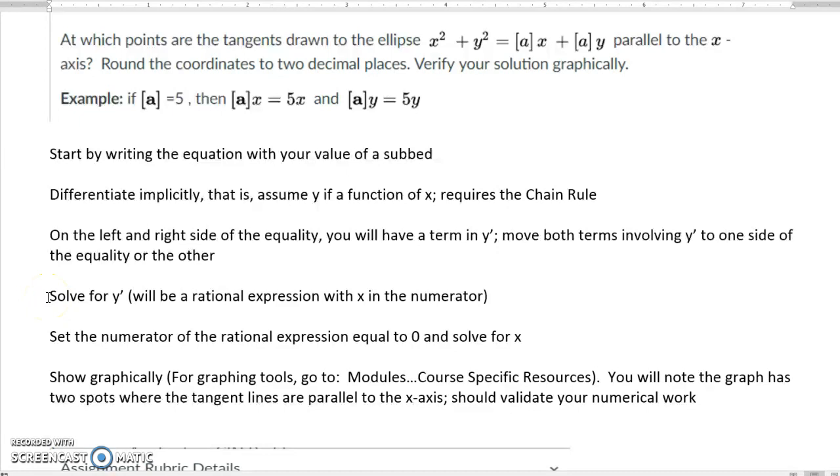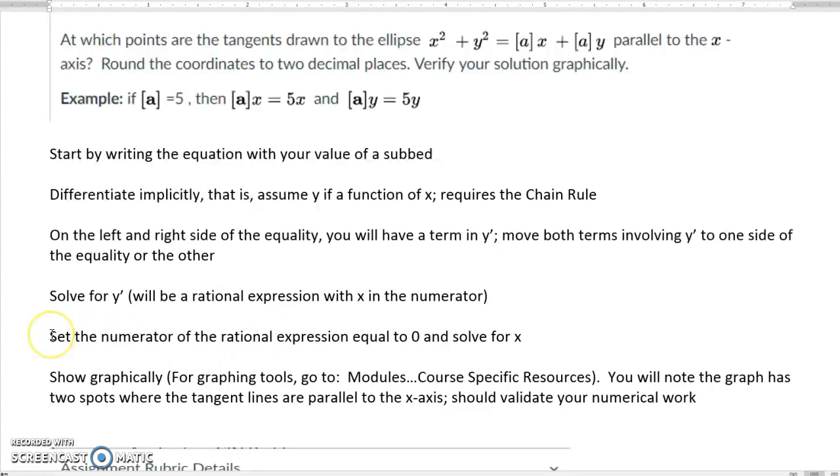And then in the next step, once you have those two terms involving y prime on one side of the equation or the other, you can solve for y prime. You'll see that y prime essentially acts as a common factor. And once you go ahead and simplify this and set y prime equals something, you're going to end up with a rational expression, and the variable term in the numerator will involve x. I should say you actually end up with a binomial in the numerator with a variable of x.